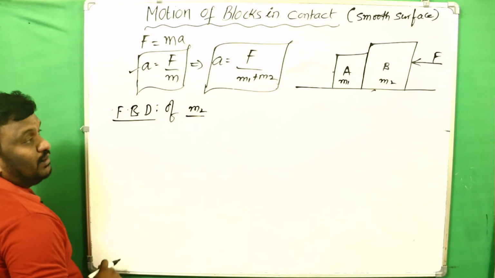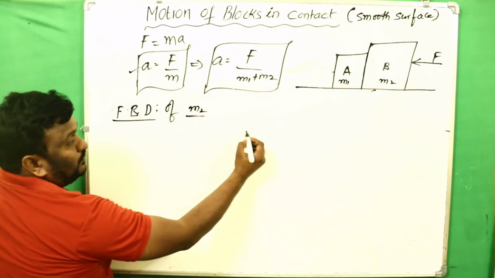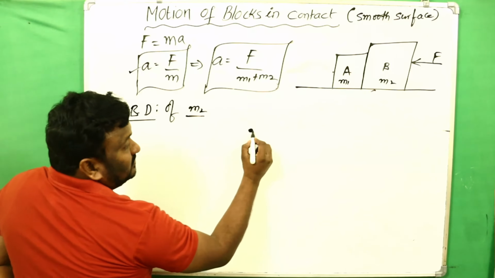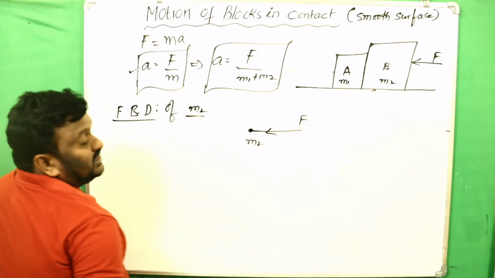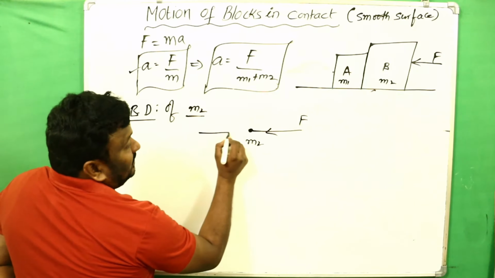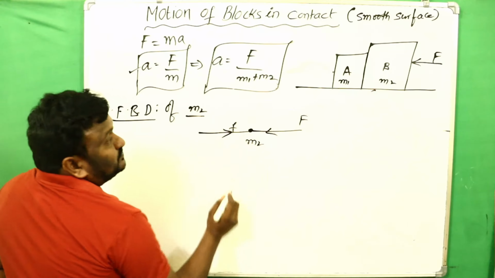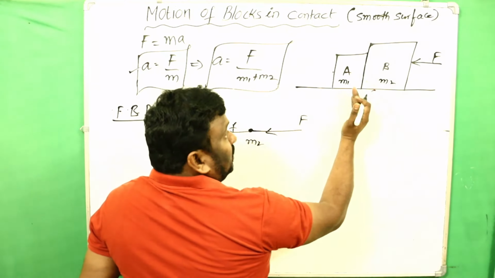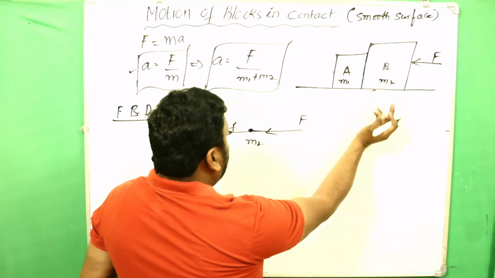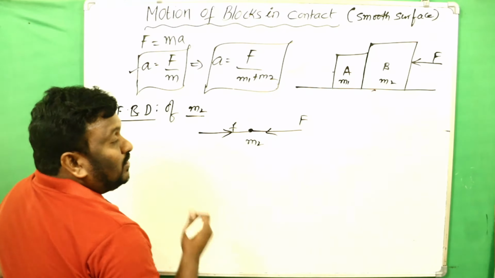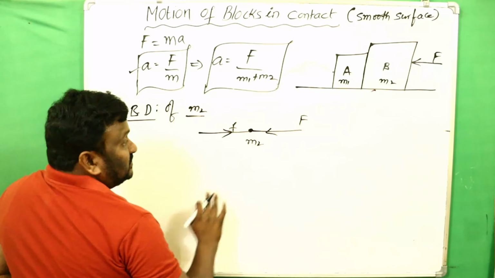Free body diagram of m2. This is the force, that is what? F. On it is m2. Then A applies the force F. When B moves, B strikes A, and A also applies a force on B. How much is it? F. We call it the normal reaction, or the normal force. So then what happens?